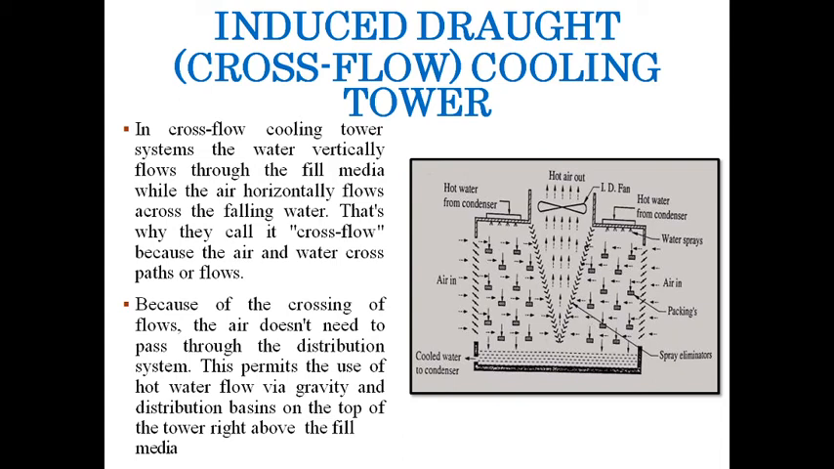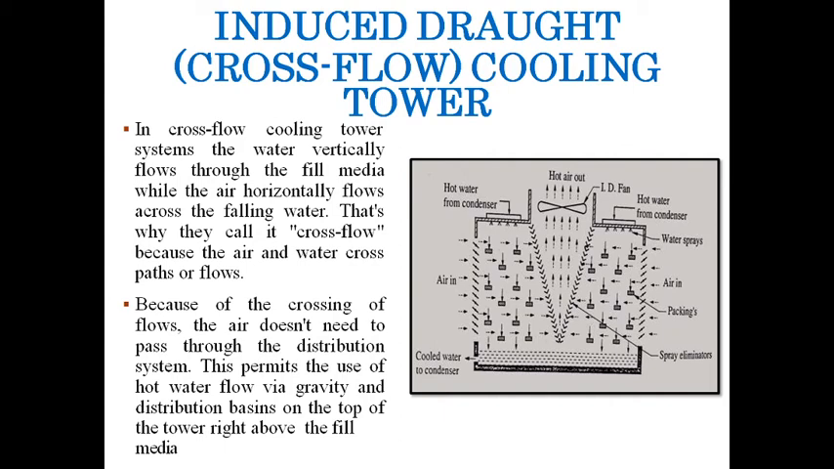So this figure shows the induced draft cross flow cooling tower. Why is it called cross flow cooling tower? Water flows vertically through the film media while the air flows horizontally across the falling water. So that's why this is called cross flow cooling tower, because the air and water paths cross. See the figure. The air and liquid flow directions are cross flow directions.